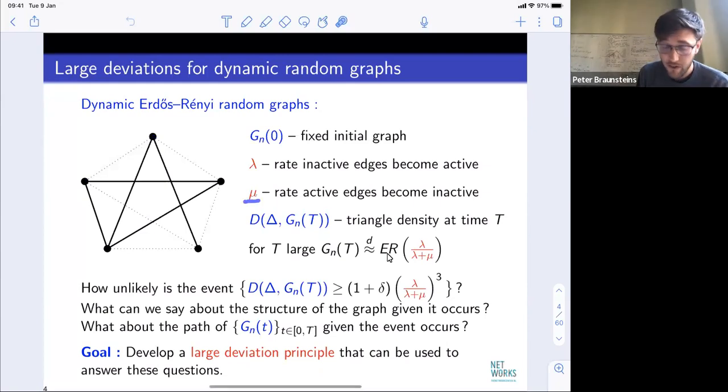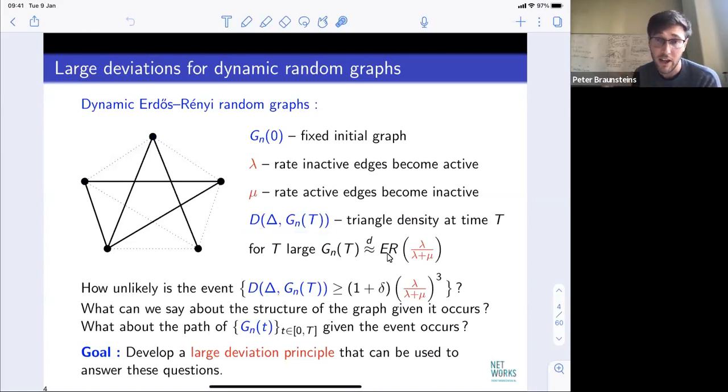Edges are going to turn off at rate mu. So here's an edge that's currently active. We're going to suppose that this edge turns off at rate mu. So we have a Markov chain here, or a Markov process.